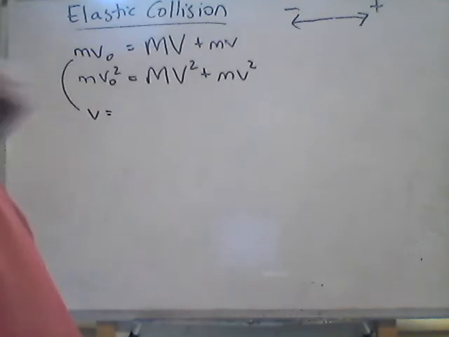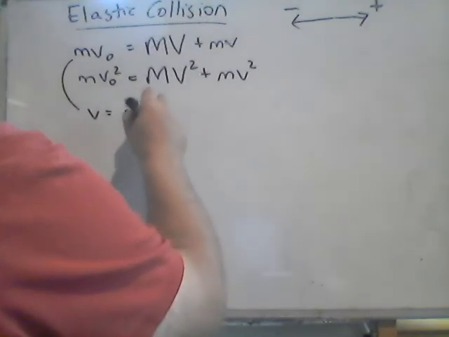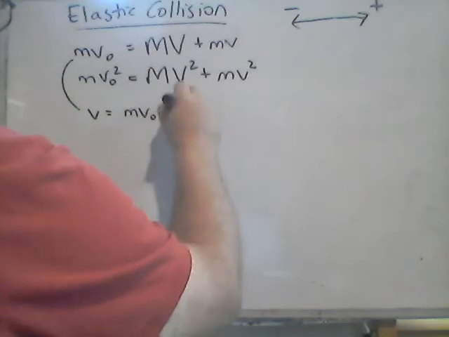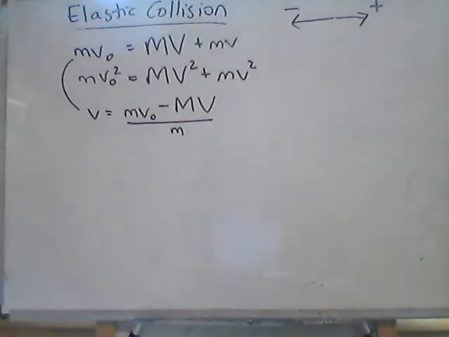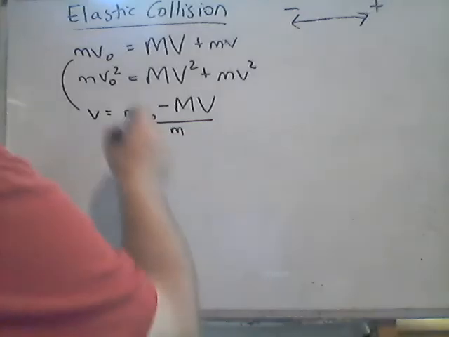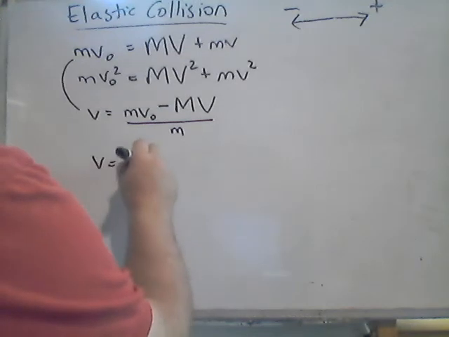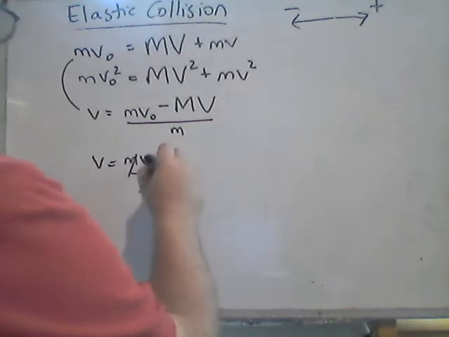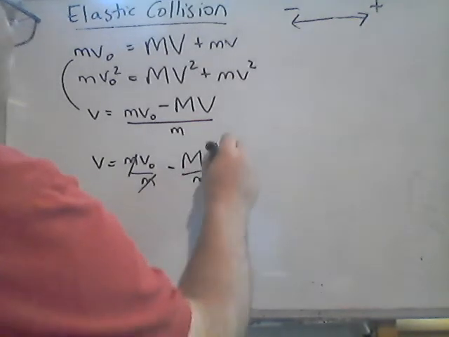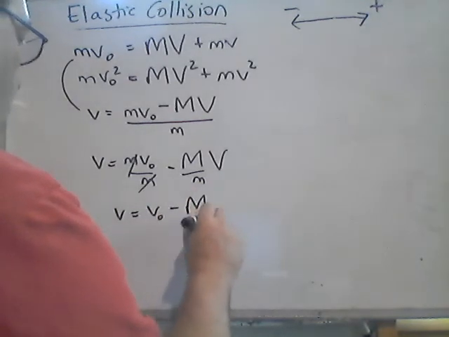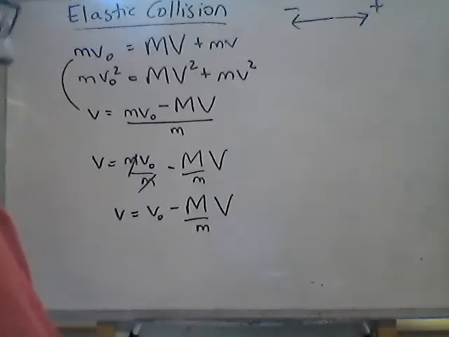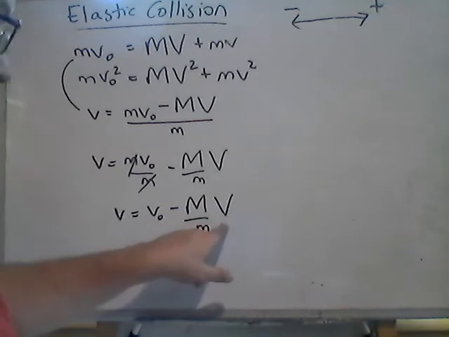So how do I do that? Well, I'm going to take this term, subtract this whole term, and divide by little m. If I do that, I have little m v naught, I've subtracted the big M V, and I'm dividing everything by little m. It turns out that I can write this as little v is little m v naught over little m, those cancel out, minus big M over little m times big V. So I can rewrite this as little v is v naught minus big M over little m times big V. All I've done is solve for little v in terms of big V.